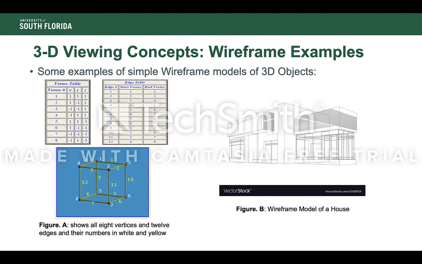These are a few examples of wireframe models of 3D objects. You can see that in the first figure there are two tables: one is the vertex table and the other is the edge table. There are 8 total vertices and 12 edges. This is a wireframe model with the edges and the vertices, and you can see that there is no information about how the surfaces of the cube look. Here is a wireframe model of a house, and again you don't have information on how the surfaces look; it is just a model with a spatial orientation of lines, vertices and different edges.